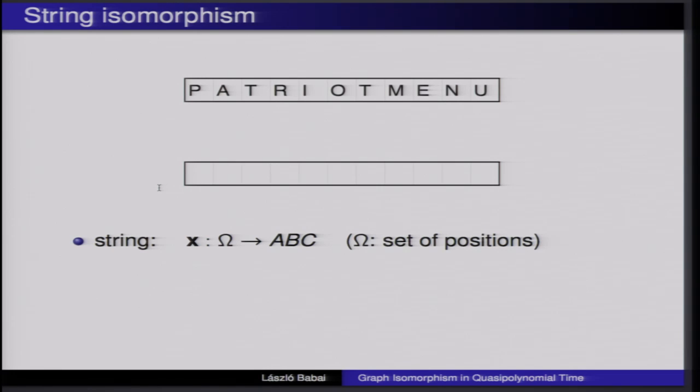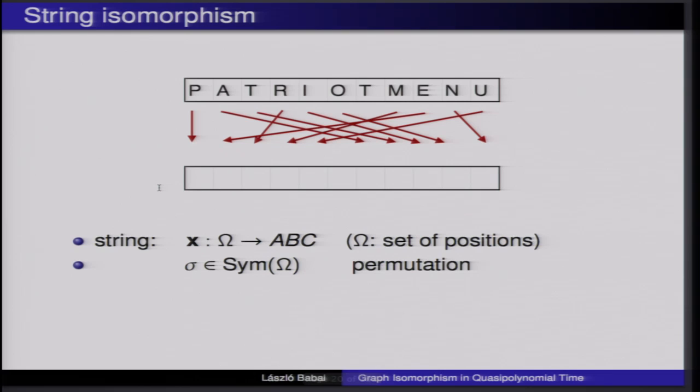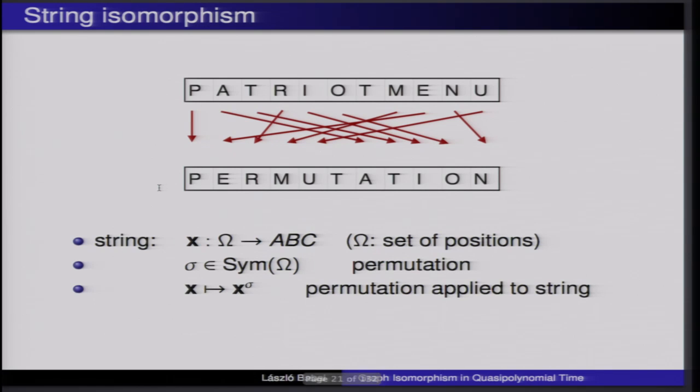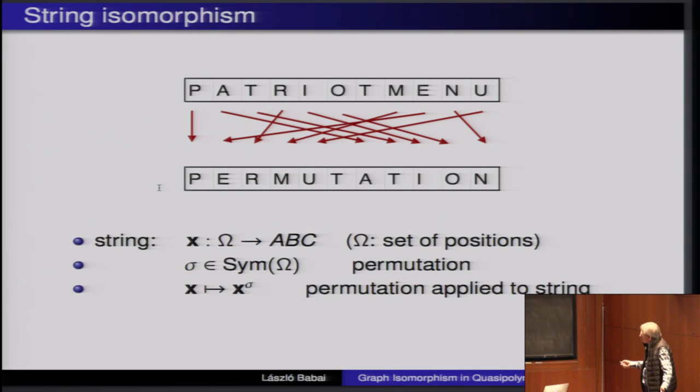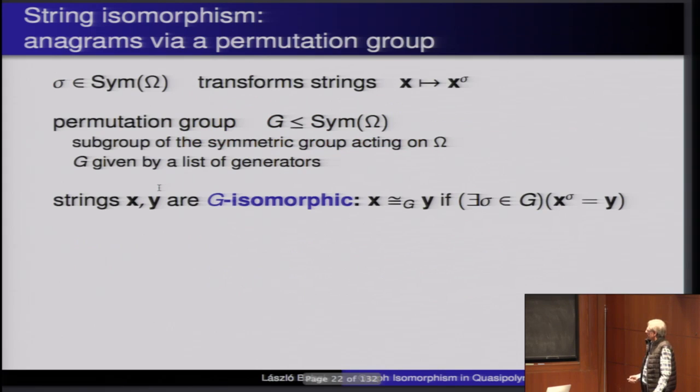And this is the string isomorphism problem. So if we have a string and we have a permutation, then we can apply that permutation to the string, and then we get another string. Omega is going to be the set of positions, and a string is simply a map from the set of positions to some finite alphabet, and then a permutation acts by scrambling the letters. So basically we are talking about anagrams, but anagrams where the permutation of the positions is restricted to a particular given group.